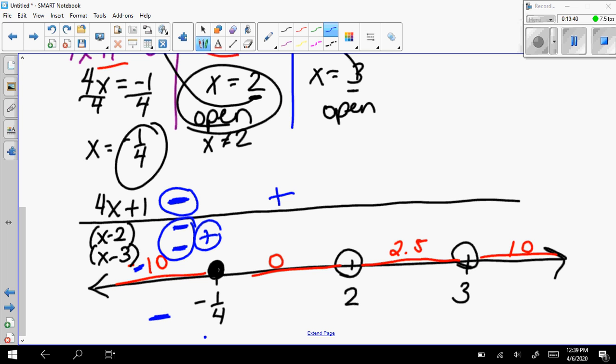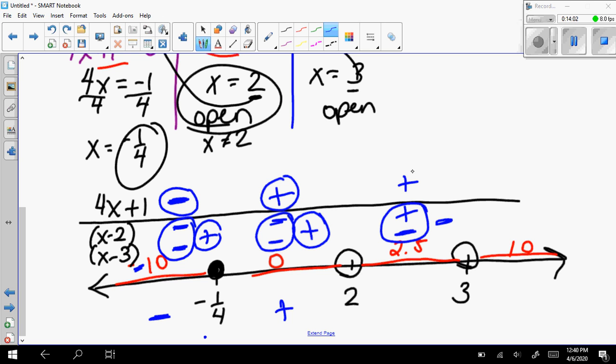All right, here comes 0. I get a positive number, because I get 0 plus 1. Then I get negative, then I get negative. If I multiply two negatives, I get a positive. Positive divided by positive, positive. All right, 2.5. So 4 times 2.5 plus 1, it's positive. 2.5 minus 2, it's positive. 2.5 take away 3, that's negative. Multiply these, you get negative. Positive divided by negative is negative.